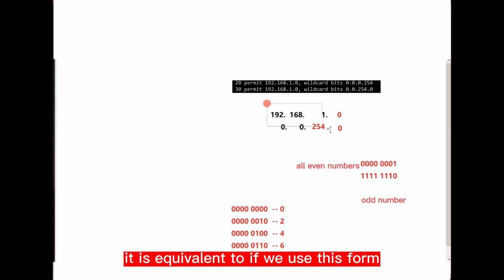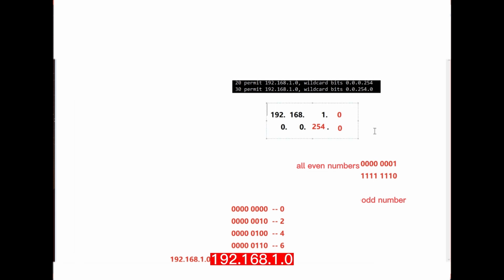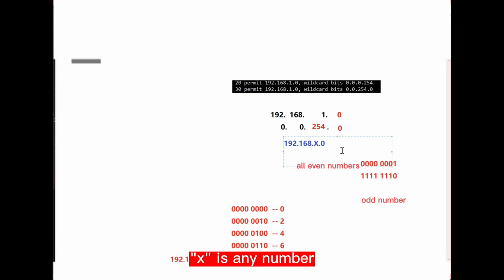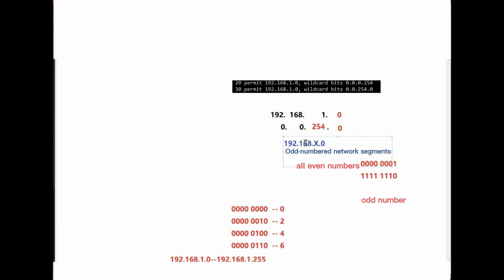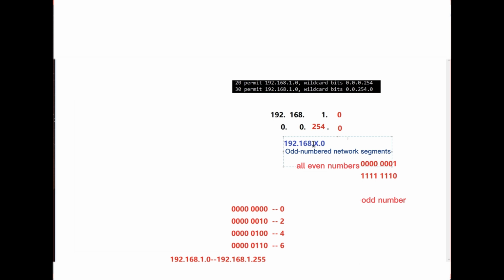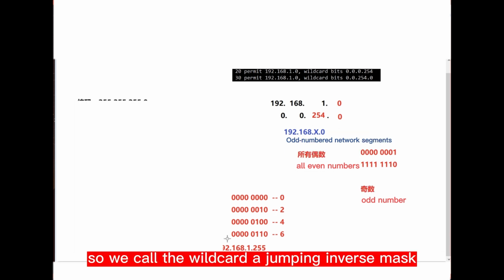It is equivalent to if we use this form, 192.168.1.0. Its wildcard is like this. It is equivalent to this, 192.168.x.0 that it matches. X is any number. That is, all odd-numbered network segments. For example, 192.168.1.0, 3.0, 5.0, 7.0 etc. So we call the wildcard a jumping inverse mask.